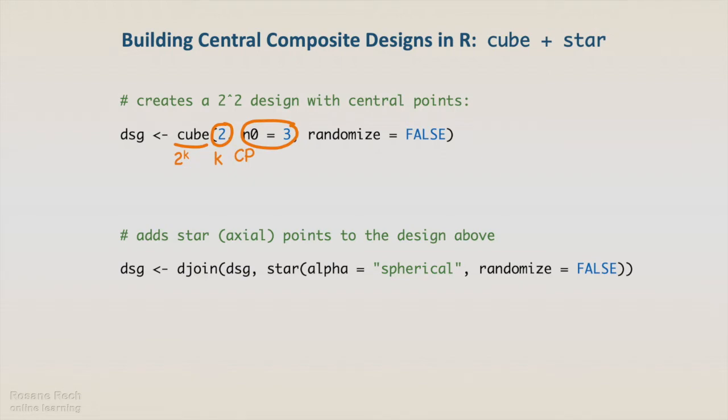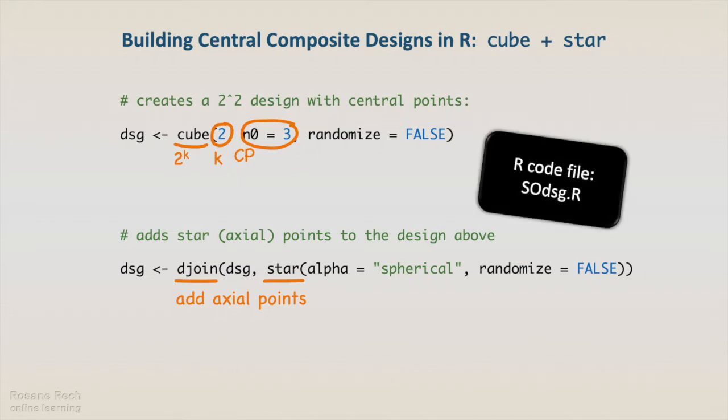After that, we are going to add the axial or star points by using the djoin and the star function. We have more than one option for the alpha value, but we are going to use alpha spherical for this course. Please download and open the R code file SODSG, and let's jump to R and run these codes.